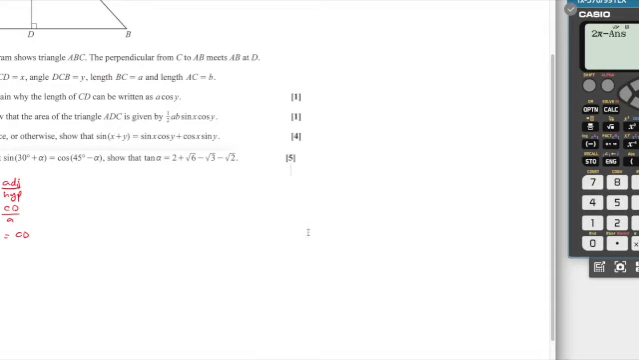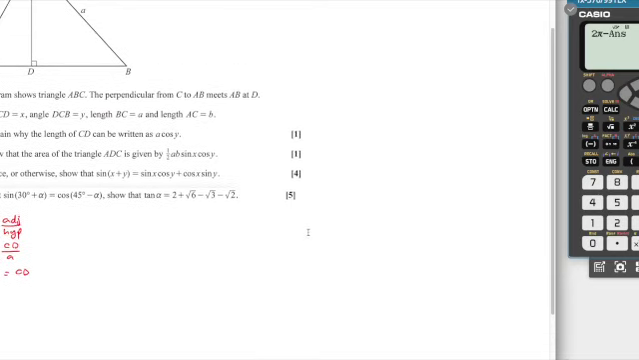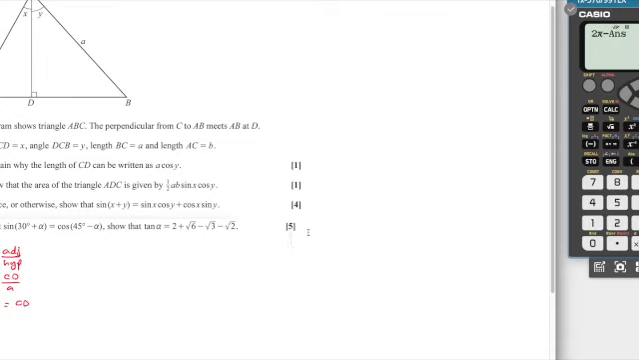Show that the area of triangle ADC, that is the left-hand triangle, is given by half AB sine x cos y. Right, so what do we know?